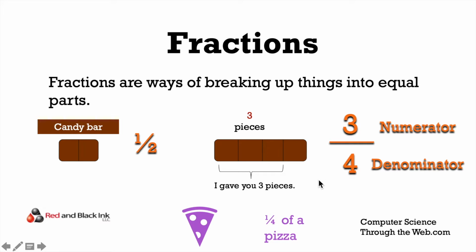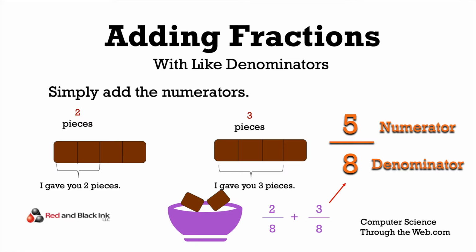So let's take a look at this in a slightly different way. Let's say we're adding fractions with like denominators. Let's say we have our candy bar again, and this time I have 2 candy bars of equal length, and I broke them each up into 4 equal pieces. I take all these pieces, so I have 8 pieces total, and I dump them into a bowl. I reach out and give you 2 pieces of it. Later on you come back and I give you another 3 pieces. How many pieces did I give you in all?